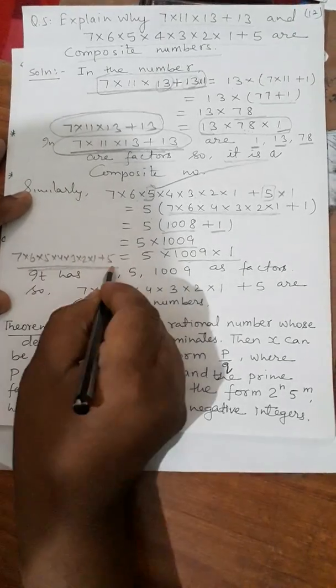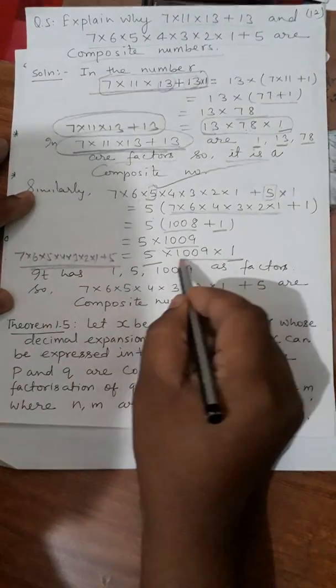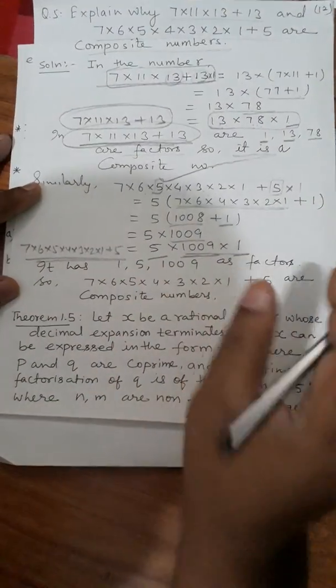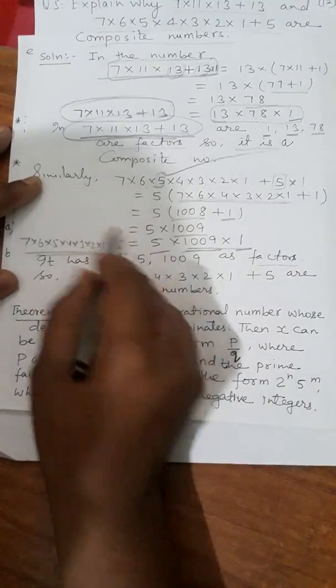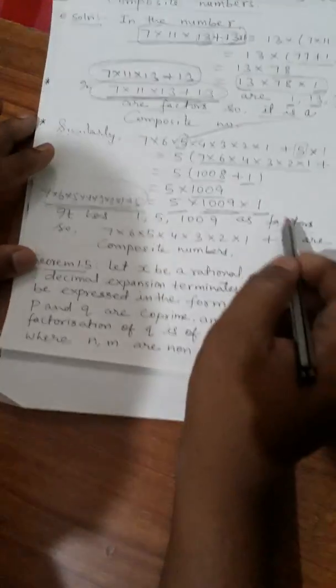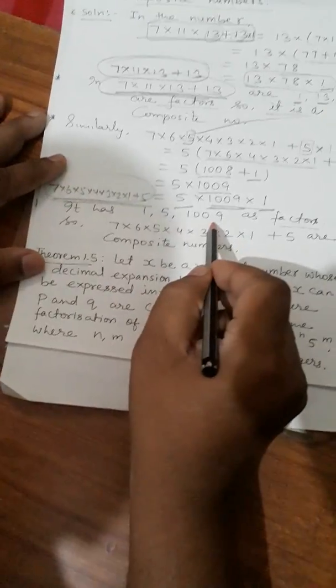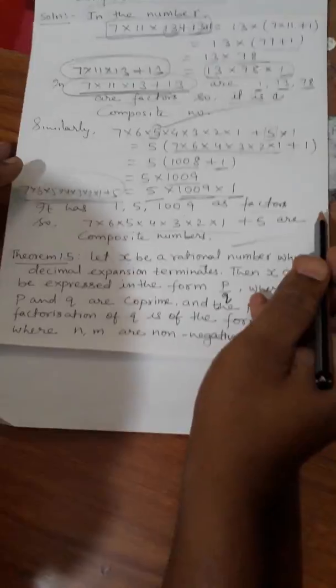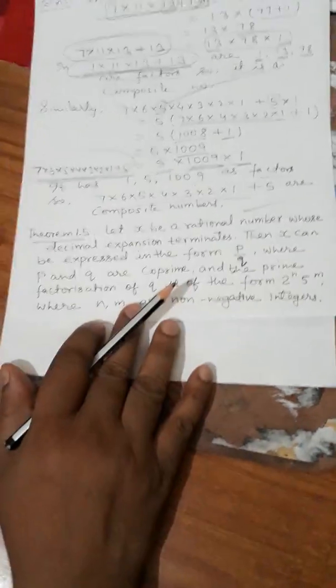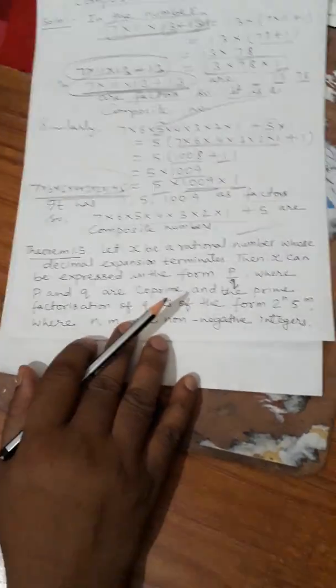In the solution of this, 5, 1 and 1009 are three different numbers. They come as factors of the result. So it has three factors. That means more than two factors. So it is a composite number. Clear? Now the last theorem is there.